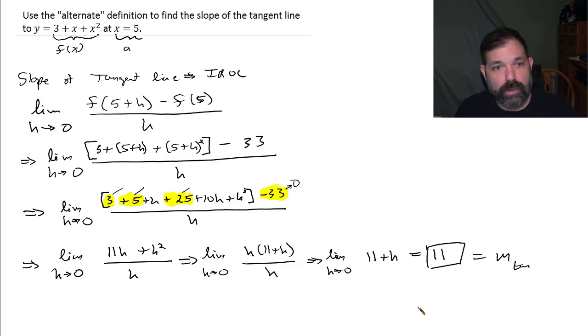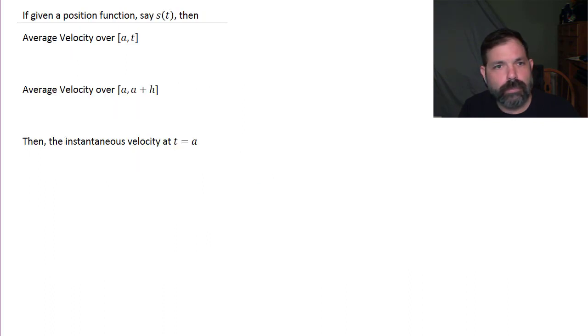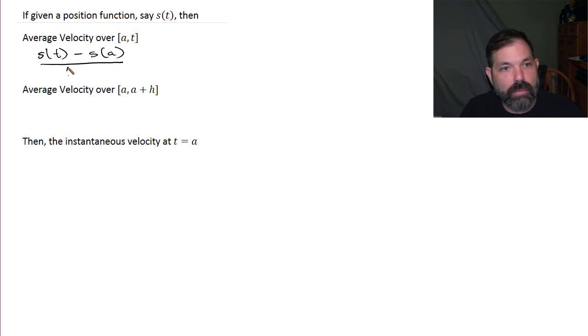All right, so we've seen a couple of exercises here about slopes of tangent lines and using a couple of different approaches. Let's go and look at the position function and the velocity again. If we were given a position function, and let's call it s of t, then an average velocity over a to t. Well, average velocity, that's congruent to the slope of a secant line. And so that would be s of t minus s of a over t minus a.